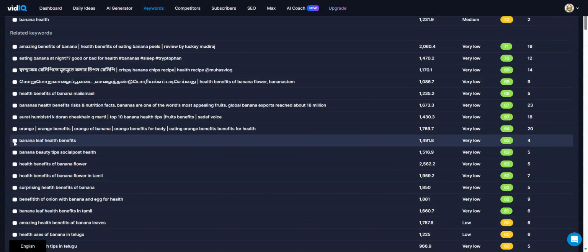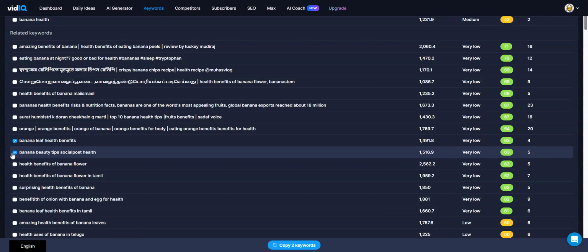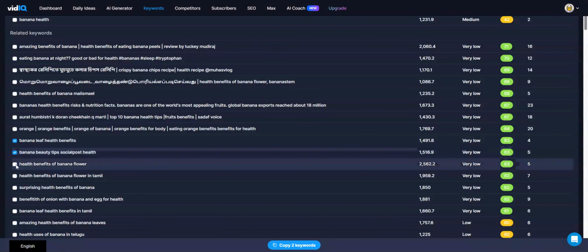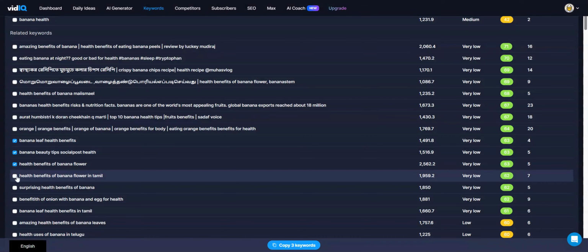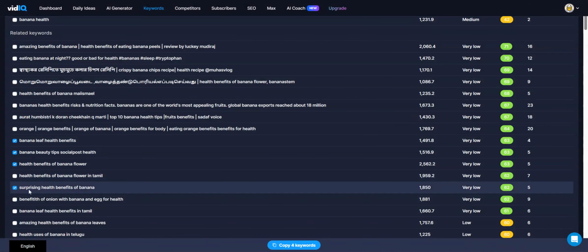So what we can do is just click on these: banana leaf health benefits, banana beauty tips, health benefits of banana flower, health benefits of banana flower in Tamil, and surprising health benefits of banana.